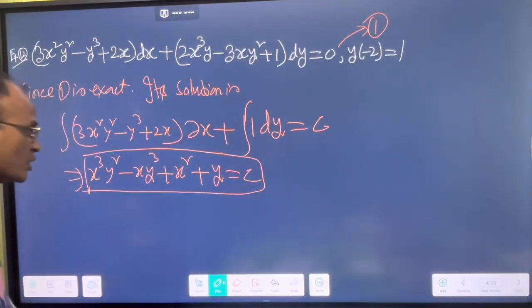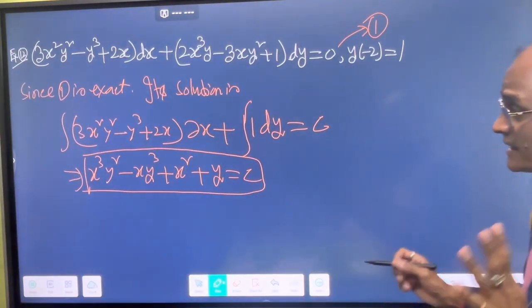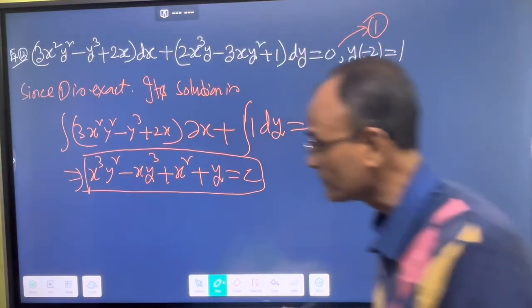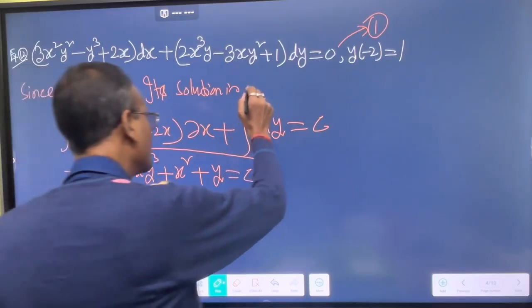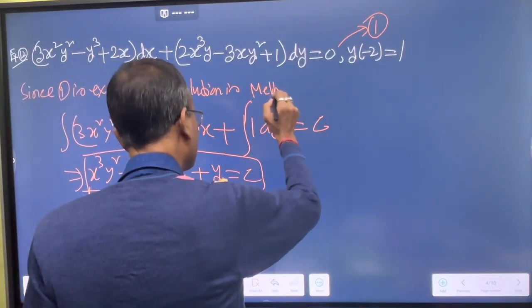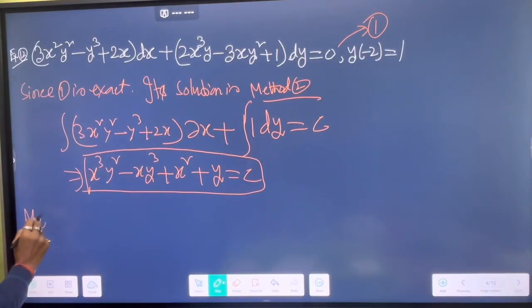In this method, we can solve this equation in this way. This is method 2. Now, method number 3, grouping method.